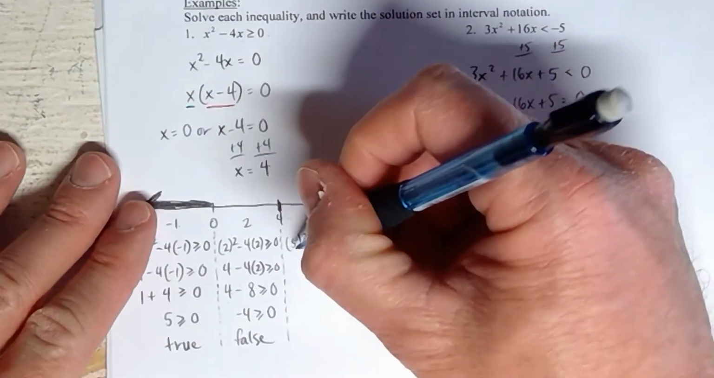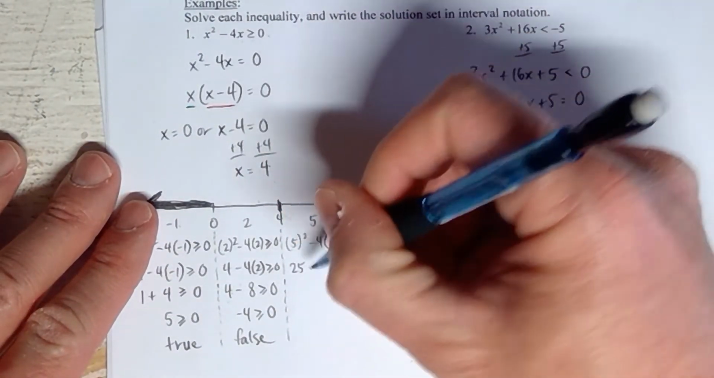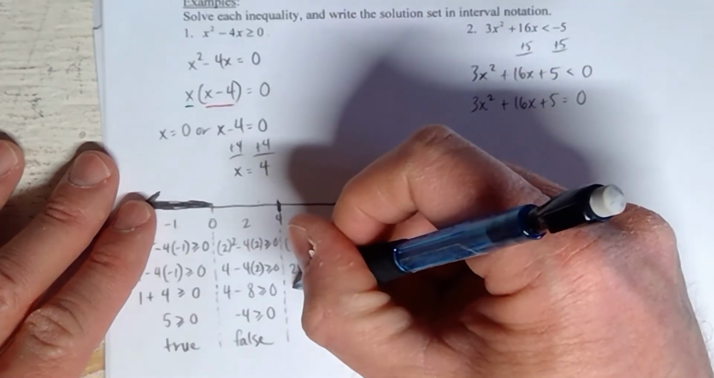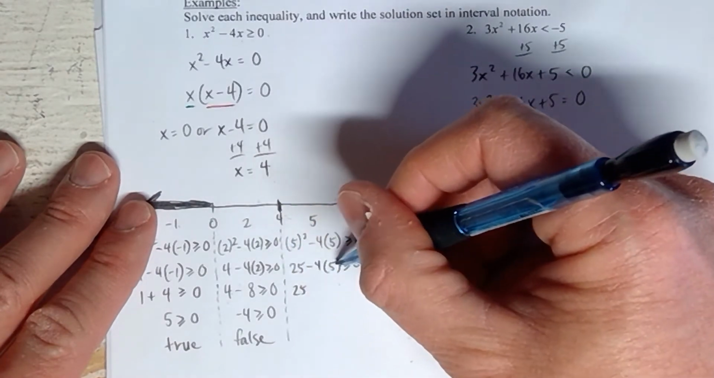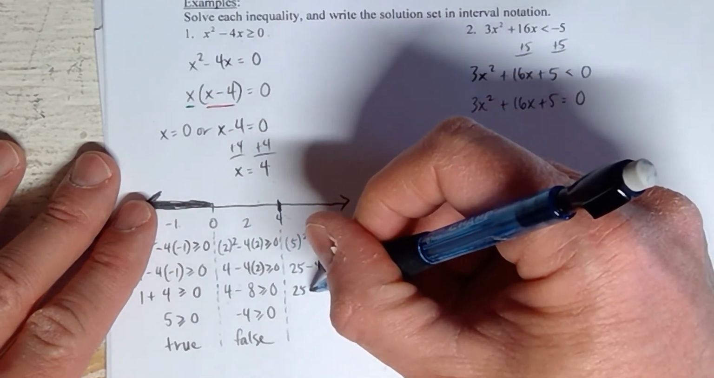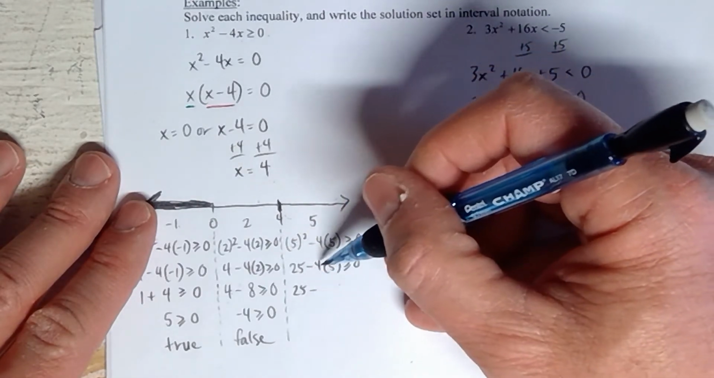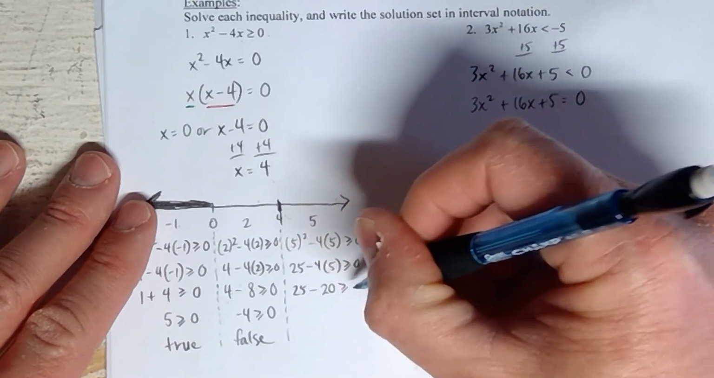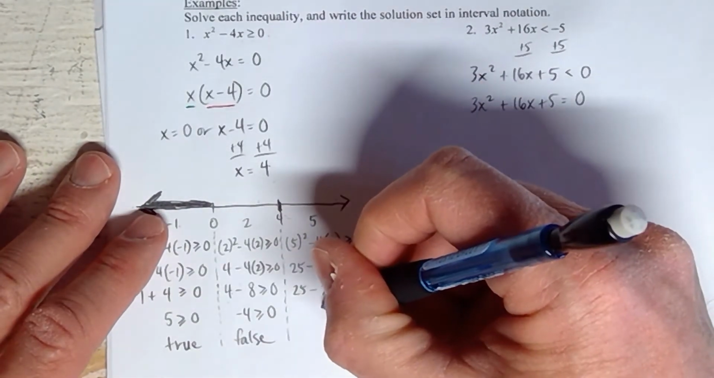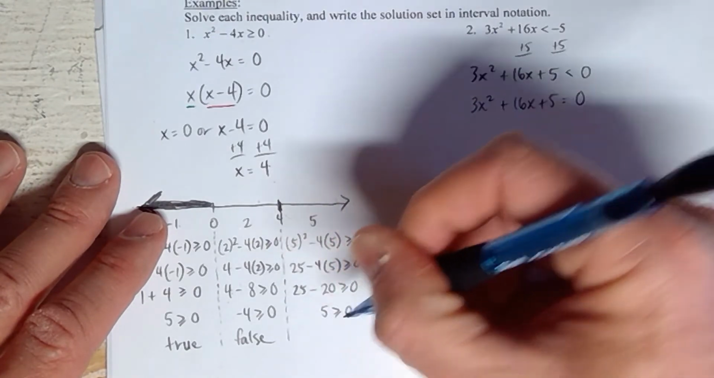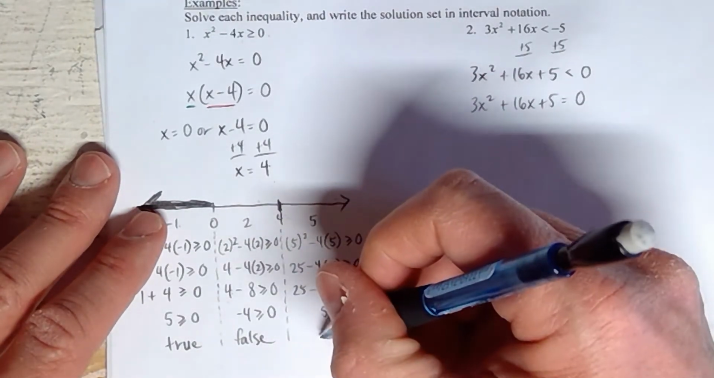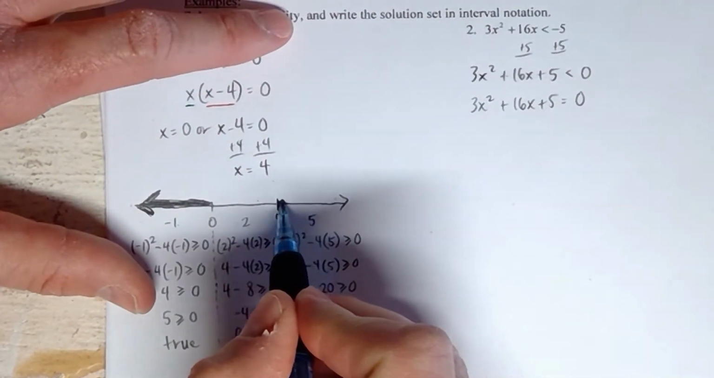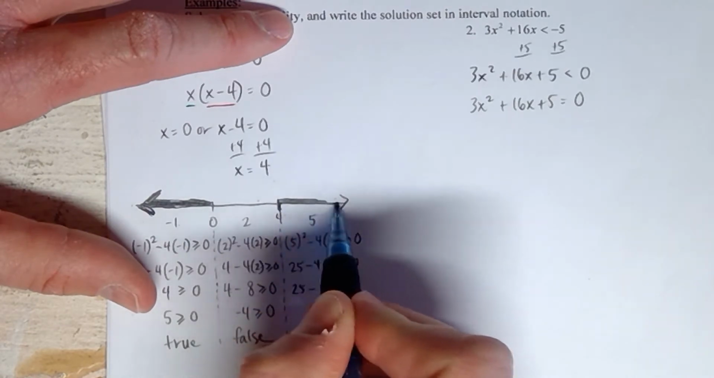Now let's do it here. 25. Exponents first, right? Then we do the multiplication. Plus negative 4 times 5 is plus negative 20. But as we said, if you have a number plus negative 20, that's the same thing as the number minus 20. So we got 25 minus 20. 25 minus 20, we do subtraction last, and that is 5. And once again, we know that 5 is greater than 0, so that is true. So we're going to shade whatever's true, right, as we just talked about.